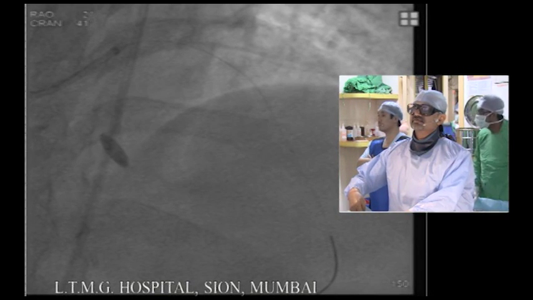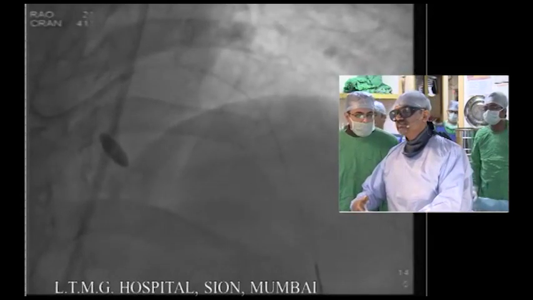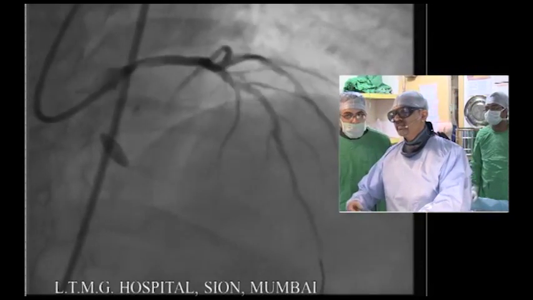If one had to use a buddy wire, which one would it be, given the fact that there's a dissection there now? I would stick with my buddy wire. I'm very comfortable.